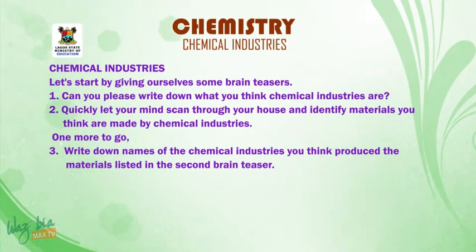1. Can you please write down what you think chemical industries are? 2. Quickly let your mind scan through your house and identify materials you think are made by chemical industries. One more to go. 3. Write down names of the chemical industries you think produced the materials listed in the second brain teaser.